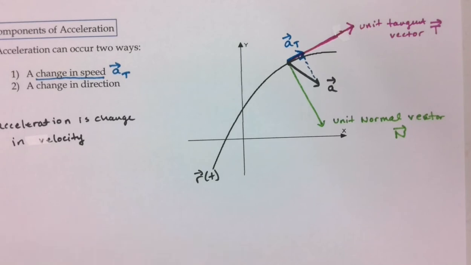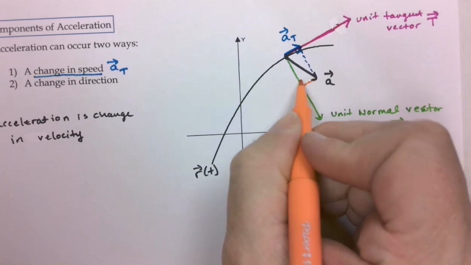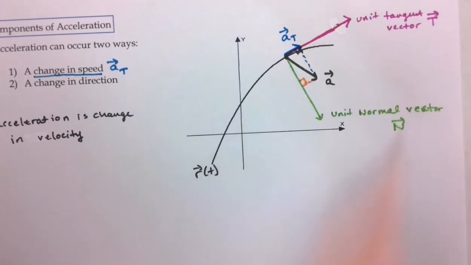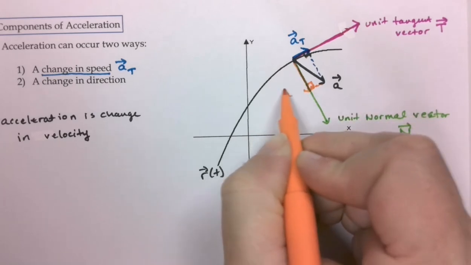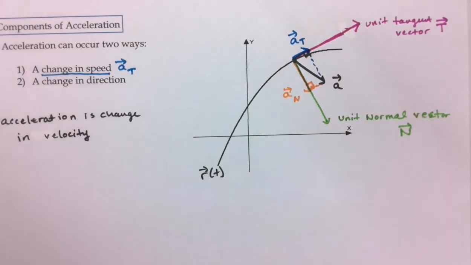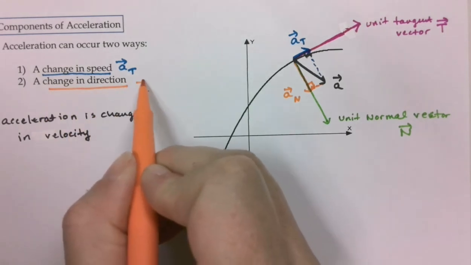Okay, so then what's the component of the acceleration that's in that direction? Well, in this direction, it's the projection back onto this vector. There's a little right angle right here, just like there was a right angle right there. This piece right here is the acceleration component in the normal direction. So the normal component of acceleration measures the rate of change in direction.